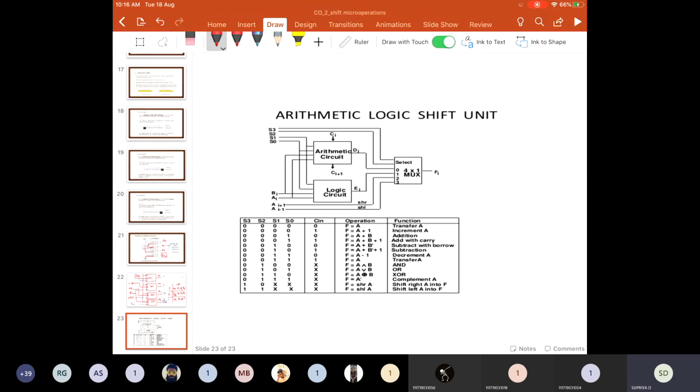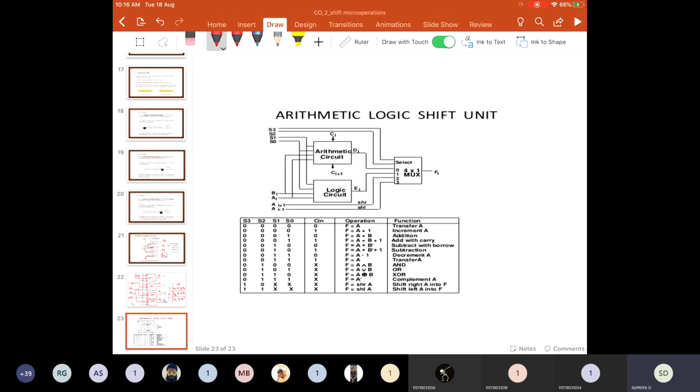Here, whatever you're seeing on the screen is to perform all the arithmetic, logic, and shift operations using a single circuit for 4 bits of information. Any number of bits can be handled. We are discussing a single stage, single input: AI and BI are given, where I is the bit position. For that input, how different operations can be performed using this single circuit.